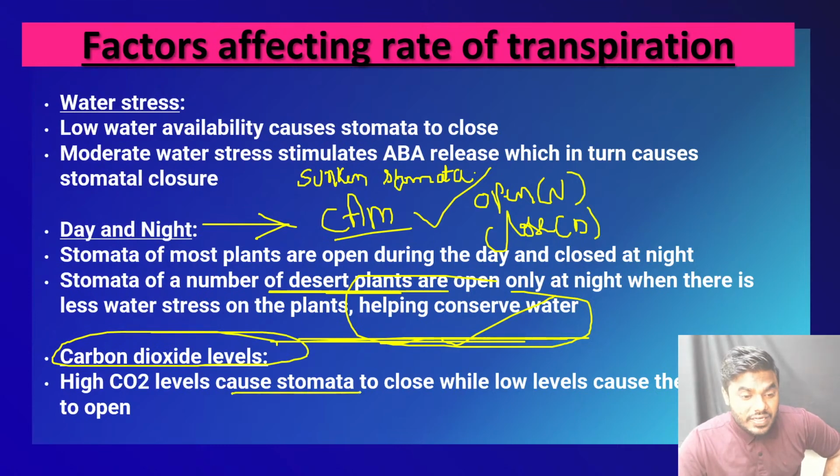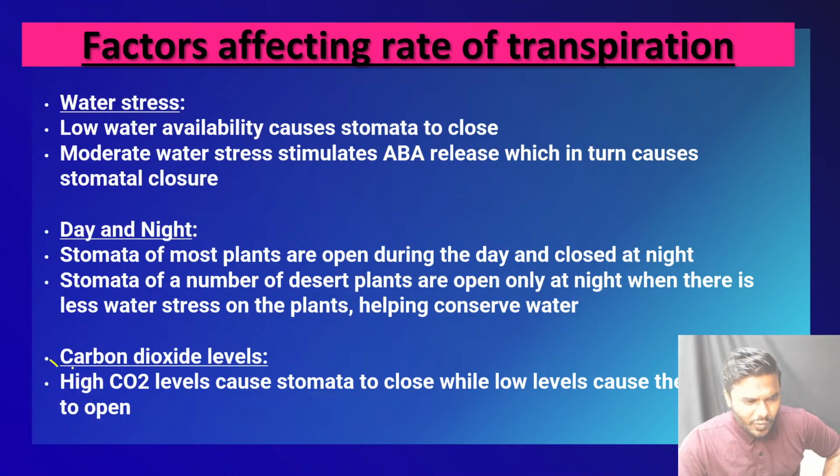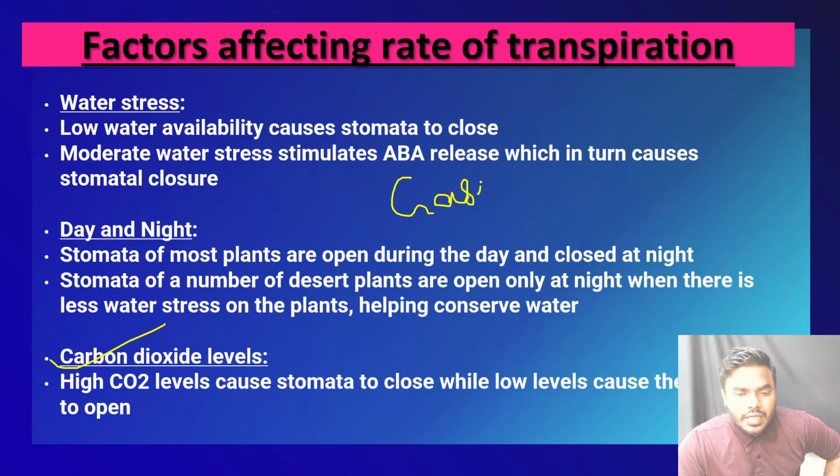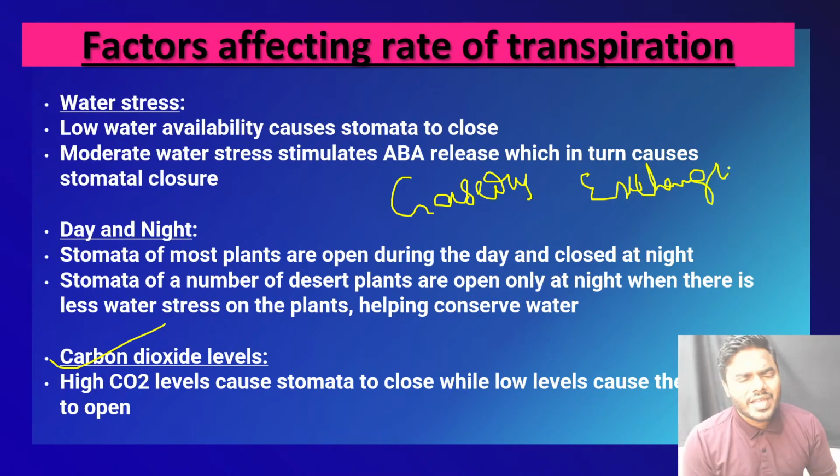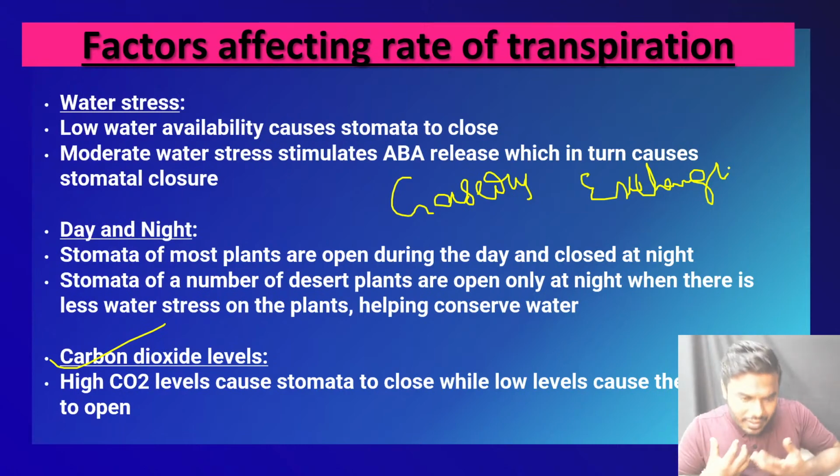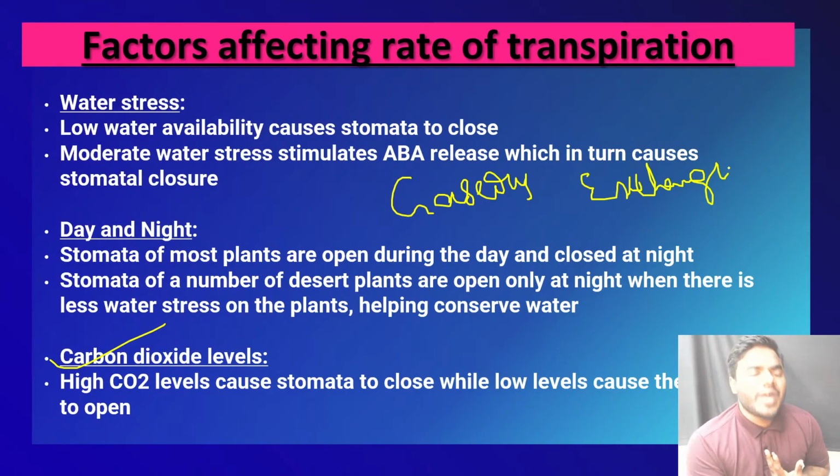Now, carbon dioxide levels. High carbon dioxide level causes the stomata to close. Friends, this is really a good point. You all know what the major function of the stomata is. We discussed that the major function of the stomata is gaseous exchange. We all know very well, when the carbon dioxide enters inside, what happens? The plant uses that carbon, converts it into sugar, and uses it for growth and development.